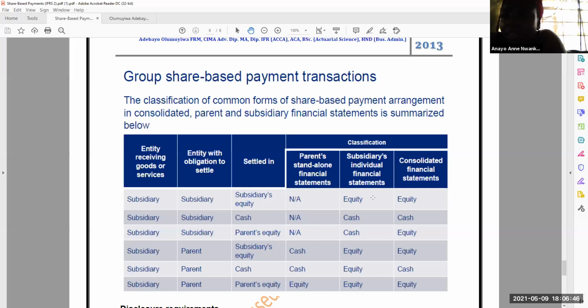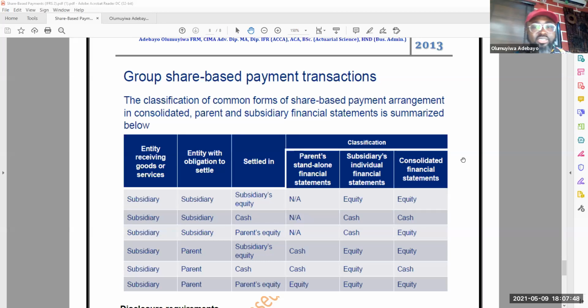Group-based payment transactions. The classification of common forms of share-based payment arrangements in consolidated parent and subsidiary financial statements is summarized below. We have the classification as follows. We have the entity receiving goods or services, the entity with obligation to settle, and then the different classification in the parent's, subsidiary's, and consolidated financial statements. Under entity receiving goods or services, we have the subsidiary. Then under entity with obligation to settle, we have the subsidiary, to be settled in the subsidiary's equity. Then not applicable. Okay.